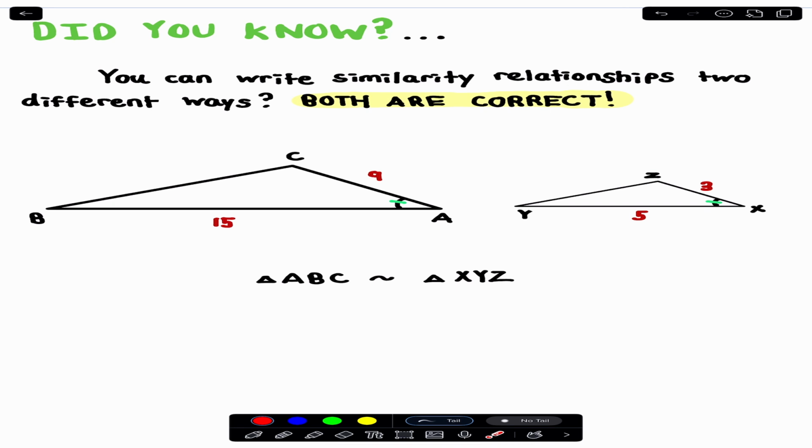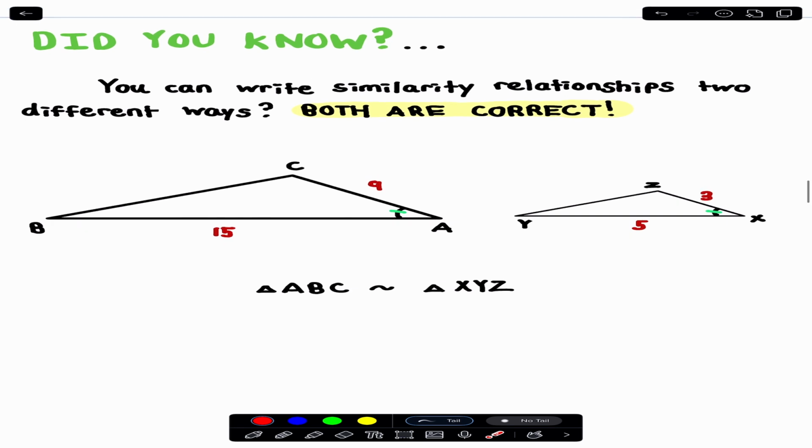Now, the great thing about math is we can think about the same things in different ways. And in this case, we can write out similarity relationships multiple different ways. I don't want you to just think there's only one correct way to write out my ratios. Actually, the great thing is you can write it out many different ways. And in this case, I'm going to show you.